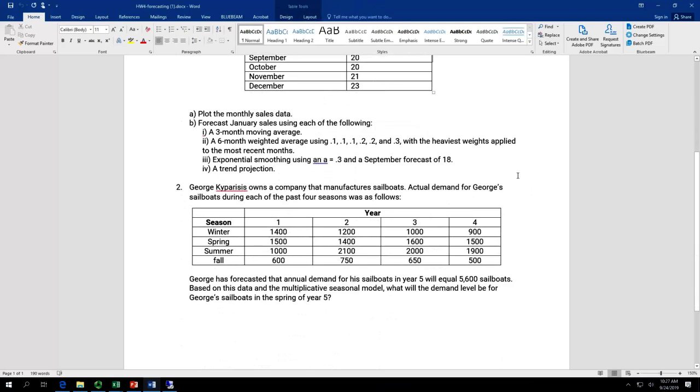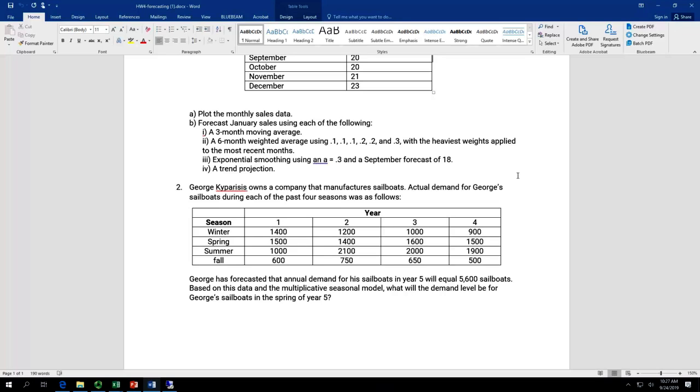Second problem. George K owns a company that manufactures sailboats. The actual demand for George's sailboats during each of the past 4 seasons is given here. George has forecasted that the actual demand for his sailboats in year 5 will equal 5,600 sailboats. Based on the data and the seasonal model, what will the trend level be in year 5?